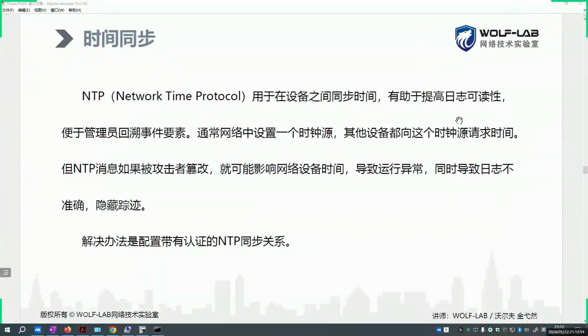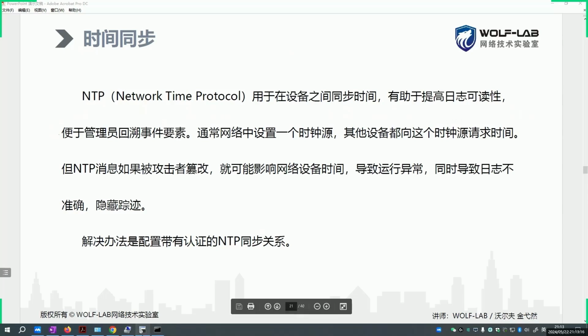Next, we will discuss time synchronization. Time synchronization involves the Network Time Protocol, or NTP. This protocol is used to synchronize time between devices. Its main purpose is to enhance the readability of logs. It's not the main thing, but it does improve the readability of logs.